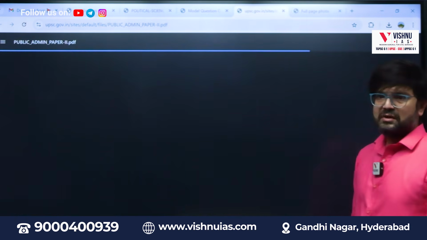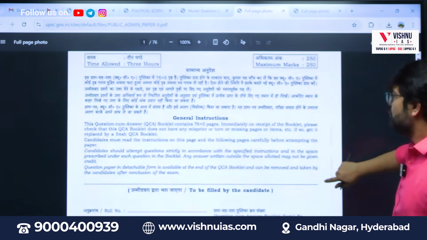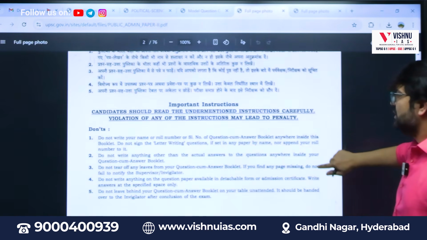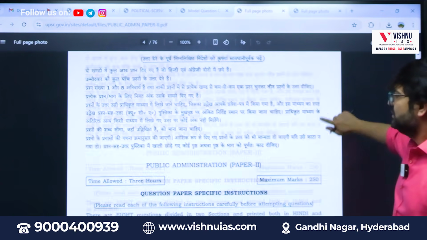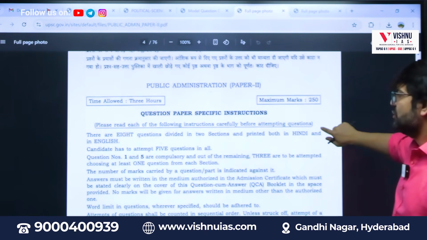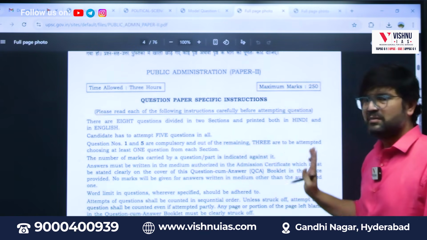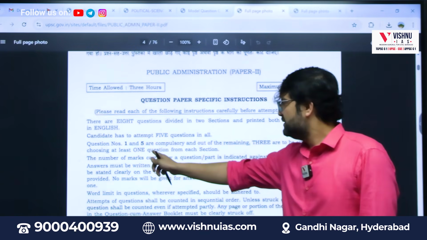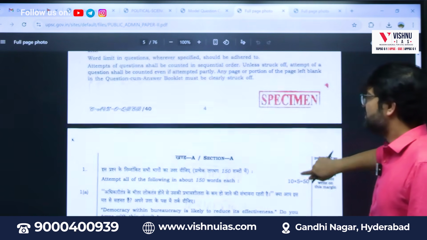Okay, this is your optional QCAB. So this is what you get in your exam to write on. You have your first group of questions. They have mentioned here, question numbers 1 and 5 are compulsory. Out of the remaining, 3 are to be attempted, choosing at least 1 from each section. Clear?